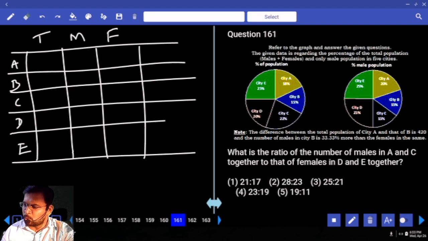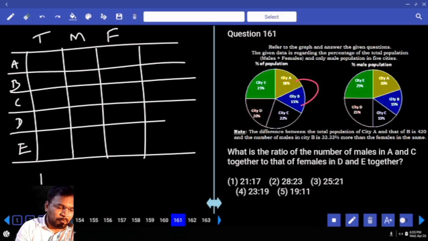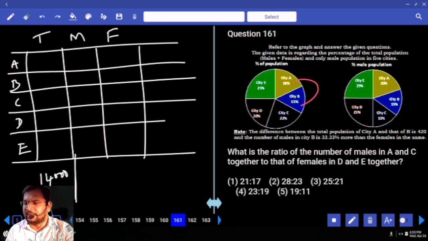The difference between the total population of city A and that of city B is 420. How much percent difference is there? 3% is nothing but 420, so 1% is nothing but 140. Their total is 14,000. That is very easy for you. All of it clear?